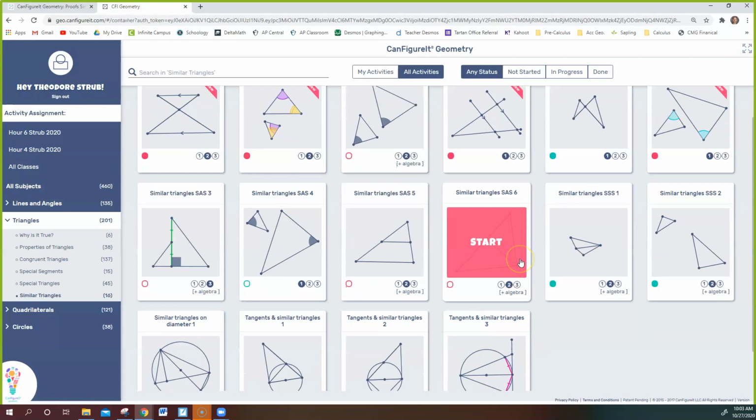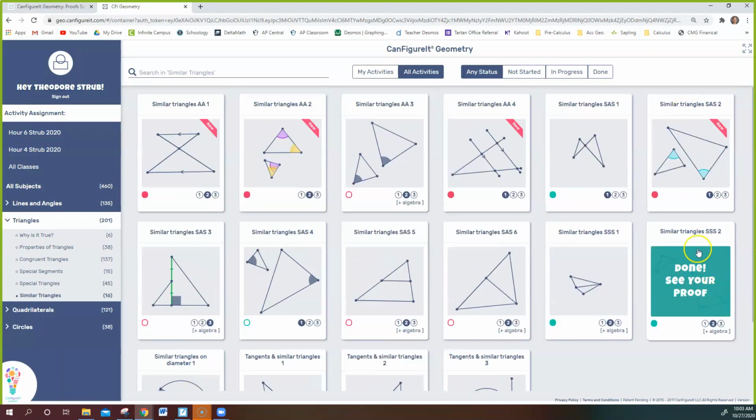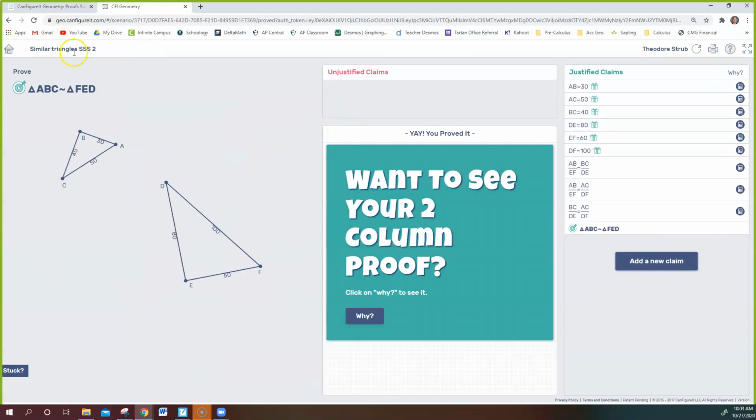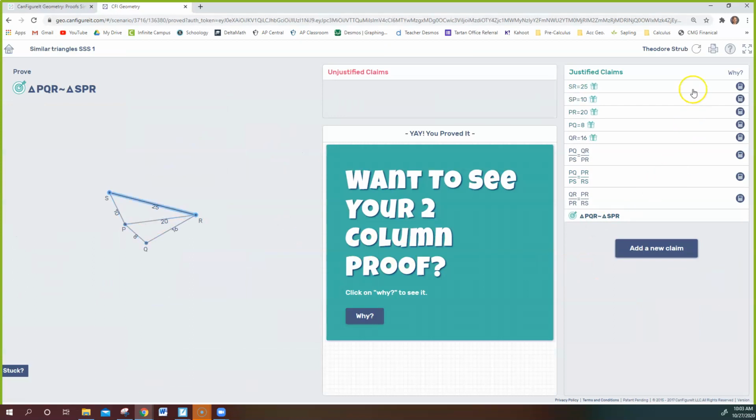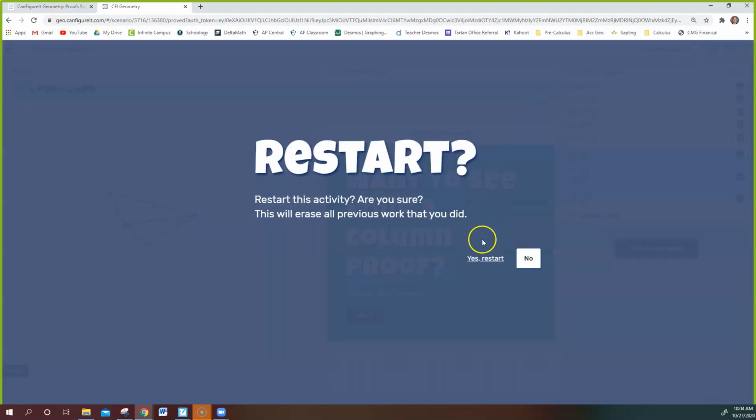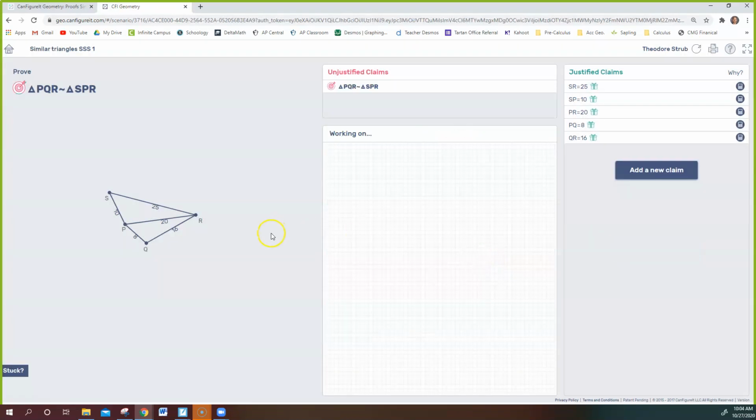Okay, I want to go back to one more. I'm going to do one that I already did, because we only have two sides, but actually, you know what? I take that back. I'm going to go to side, one. All right, and I already did this one, so I'm just going to click restart. This is super tricky.